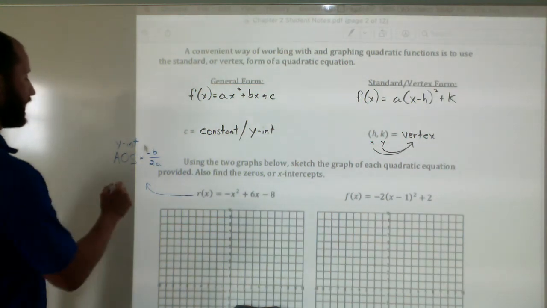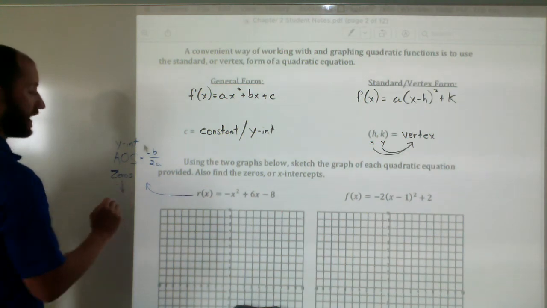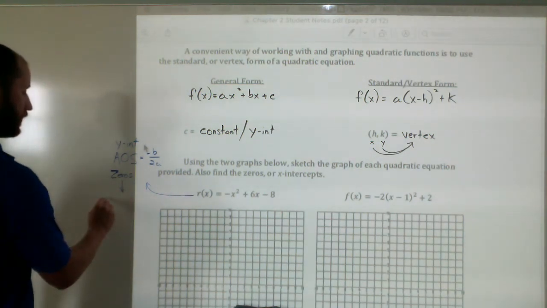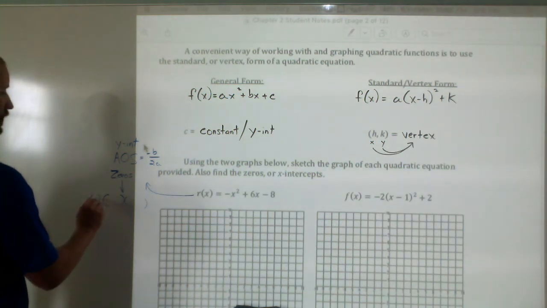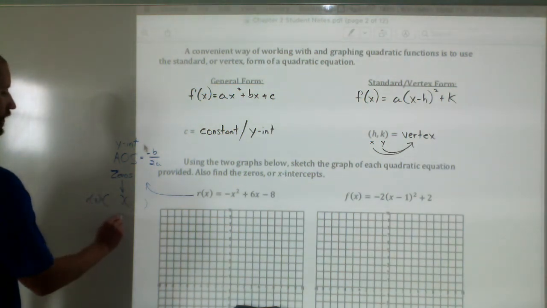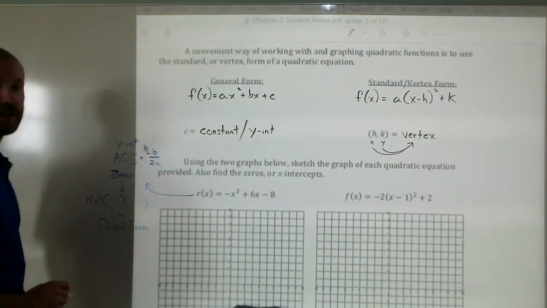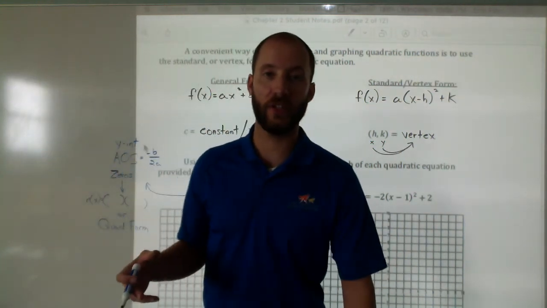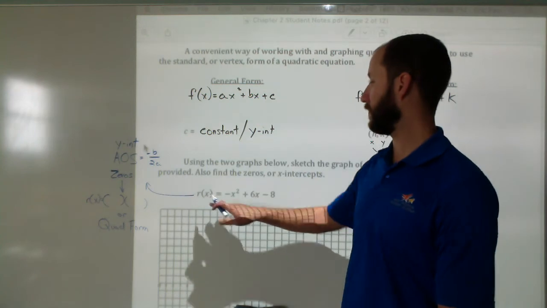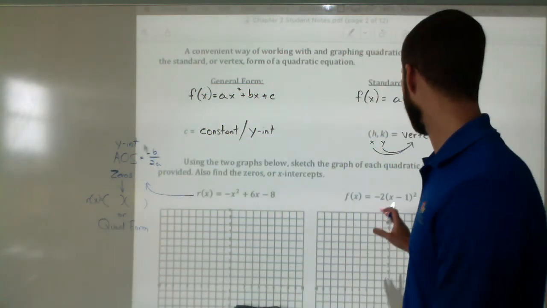You could find the zeros either by factoring, so, you know, 2 sets of parentheses, or, you know, something that always works is the quadratic formula. So you have some options as to what you can do to graph that equation. Based on the form they gave you, here's a starting point to do that.